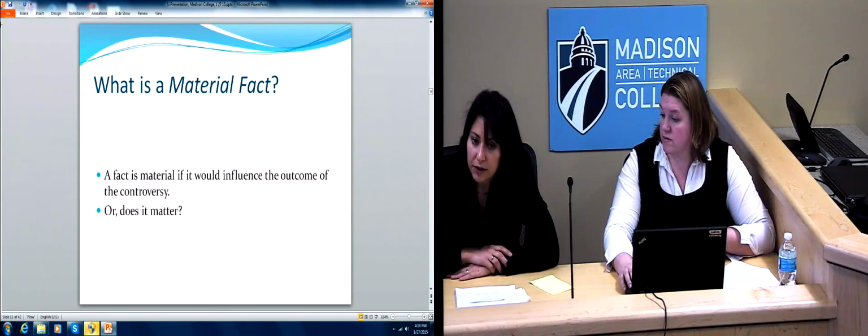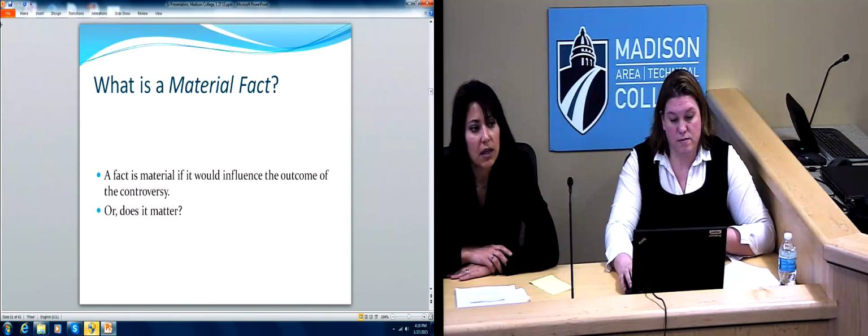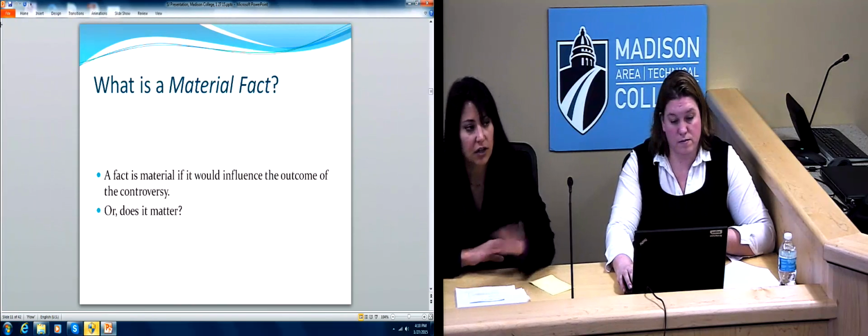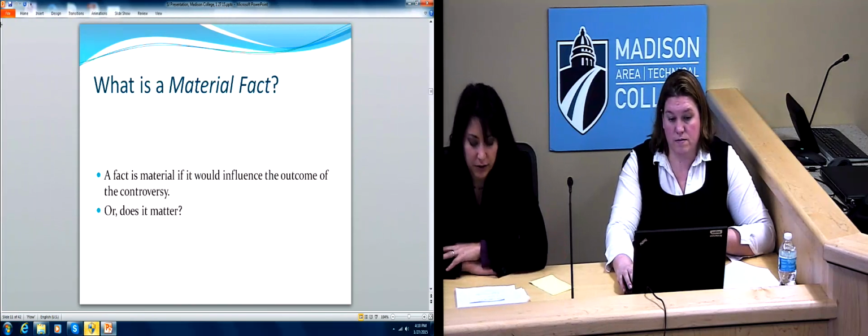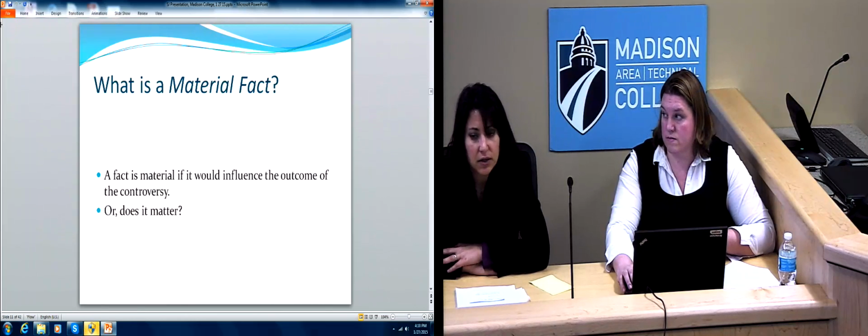What is a material fact? So remember, the summary judgment standard is when there is no genuine dispute of material fact. So we talked about genuine, now we're going to talk about material. A fact is material if it would influence the outcome of the controversy. Another easy way of saying that is, does the fact matter?